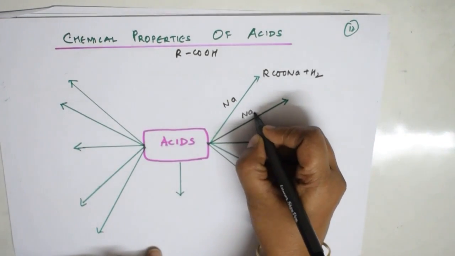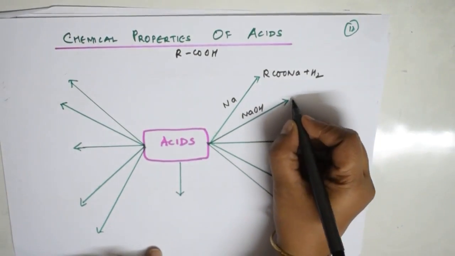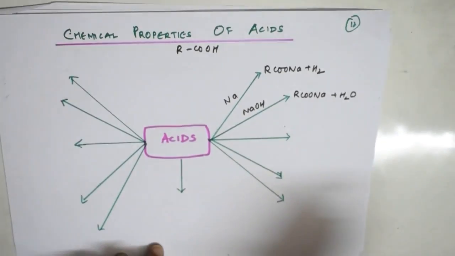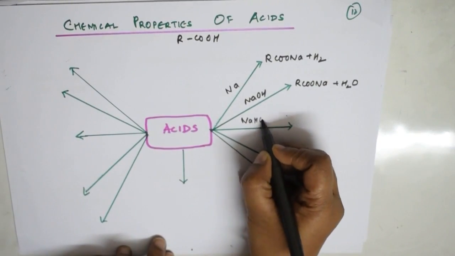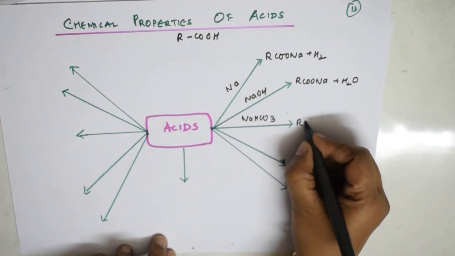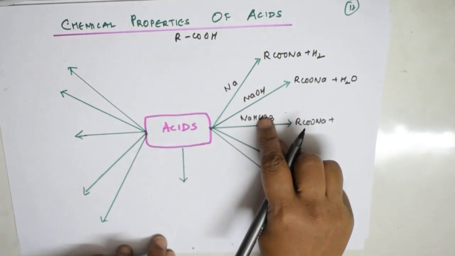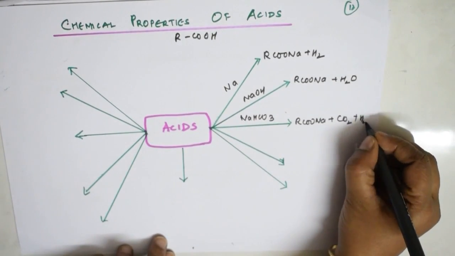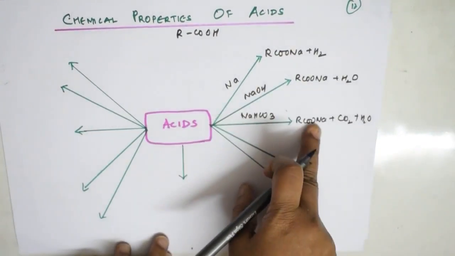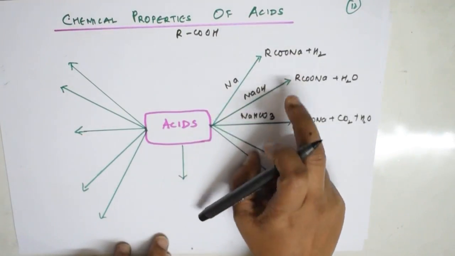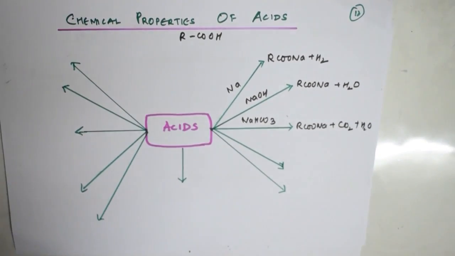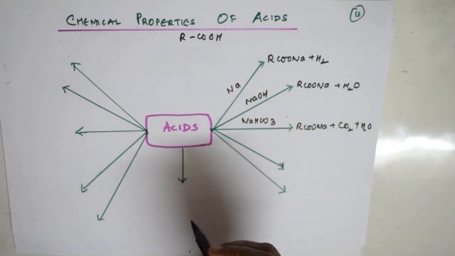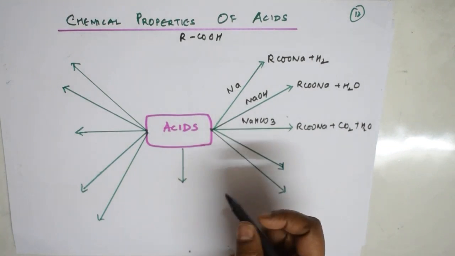Suppose you're taking sodium hydroxide. It is the same thing, same product, sodium salt, and with sodium hydroxide you will get water. Suppose I am introducing sodium bicarbonate, again I'll be getting sodium salt, and along with this, carbonate is there, so carbon dioxide is out, and water. So all 3 products are the same, but with the metal you get hydrogen gas, with sodium hydroxide you get water, and with sodium bicarbonate you get carbon dioxide gas. Remember that.